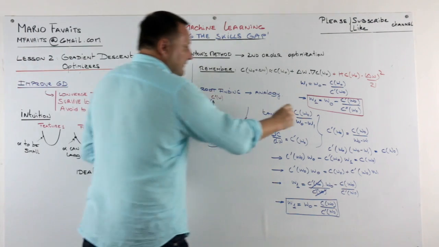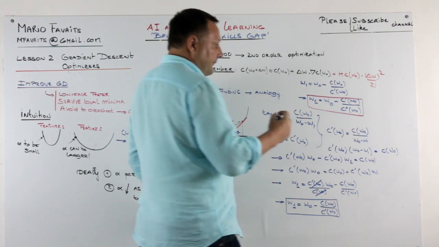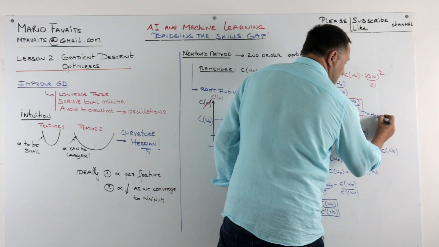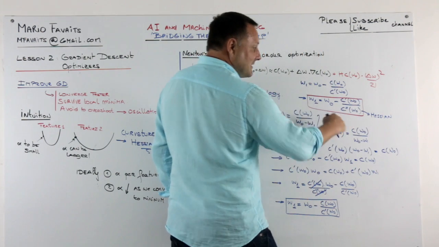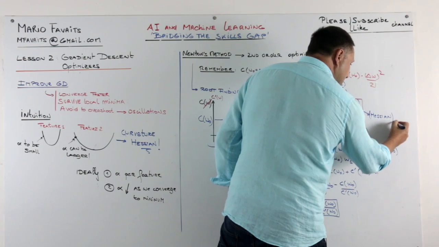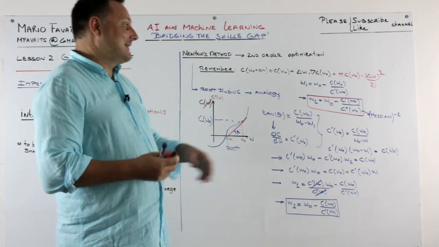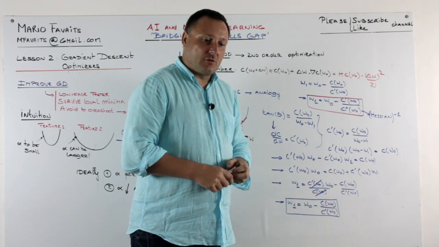What does this tell us? Well, first of all, you have here the Hessian. The double prime means the Hessian. And not only does it mean the Hessian, it also means the inverse of the Hessian. So don't underestimate this computationally. It's quite tough to calculate.